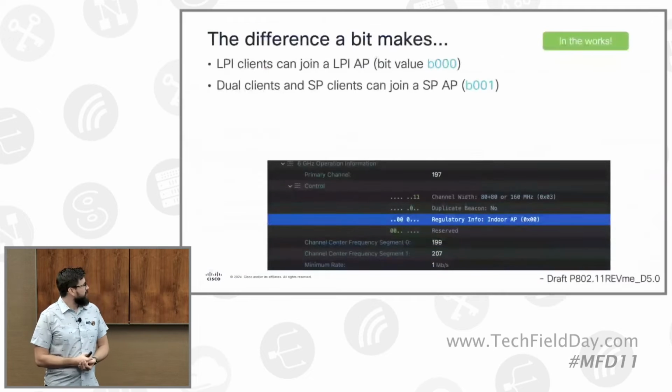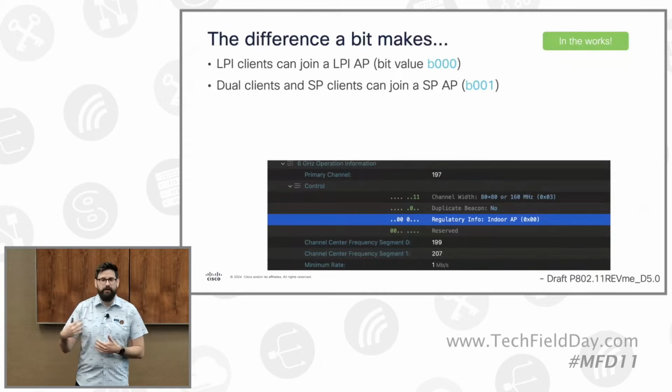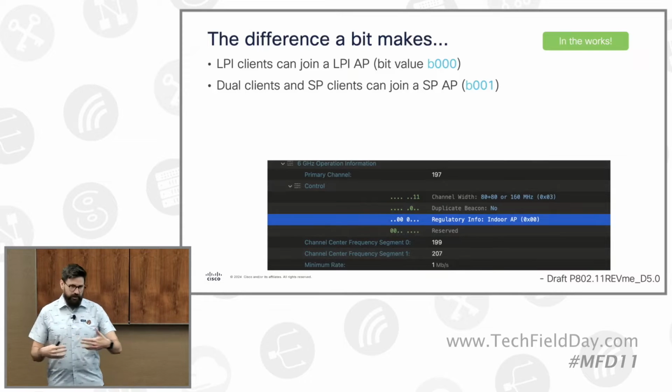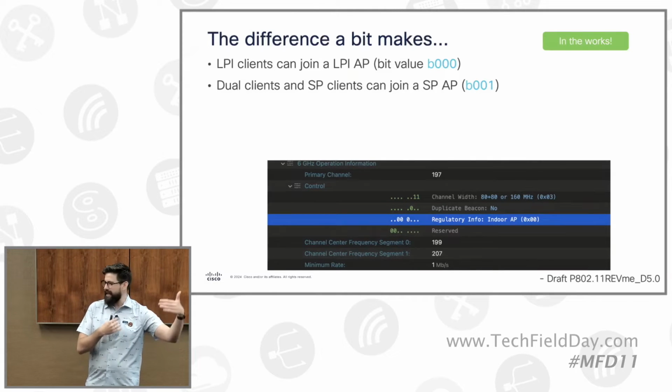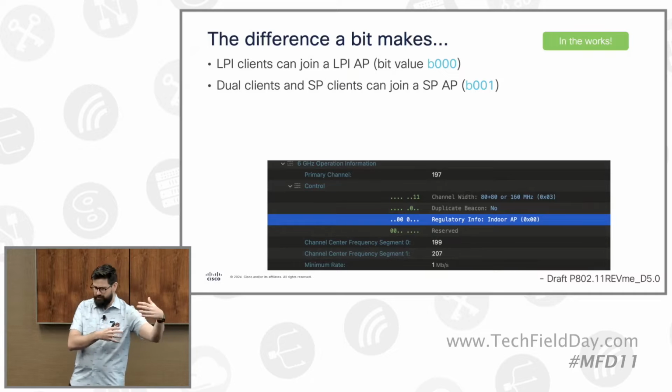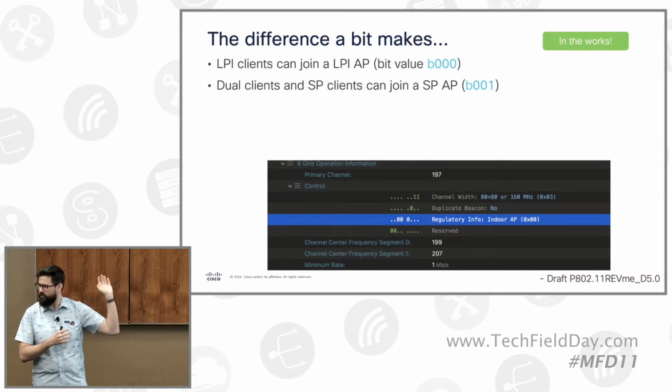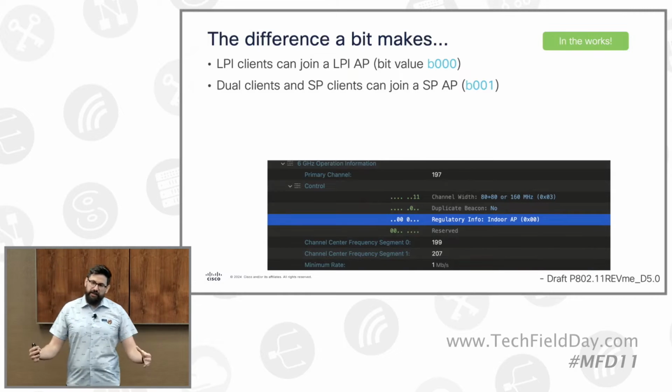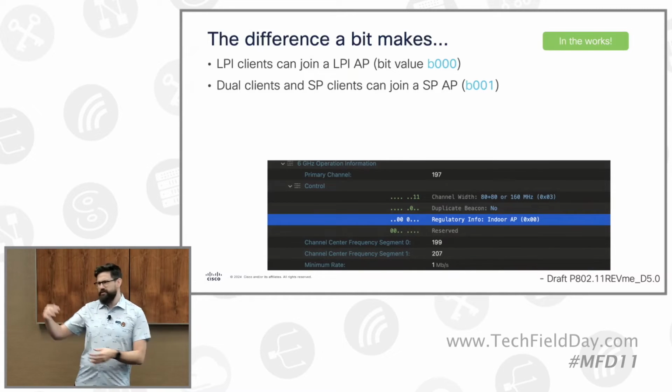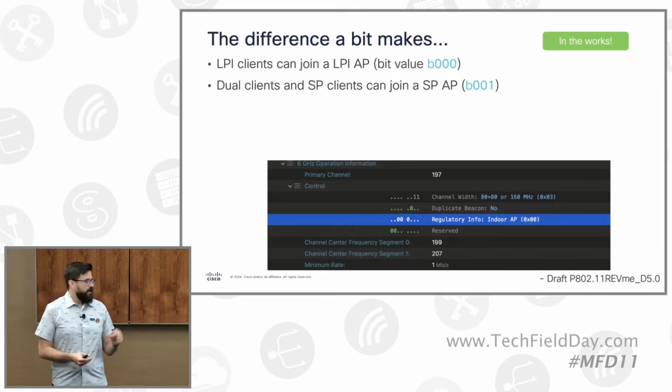Secondly, on the access points, I call this slide the difference a bit makes. So today, an AP will announce, am I LPI or am I standard power? Little restrictive. That's what the clients use today to determine, can I join this AP? So an Apple client would see an AP with this bit set to 1 and say, nope, I'm not going to join. Little restrictive, doesn't really allow for future use cases where, what if I want standard power indoor?